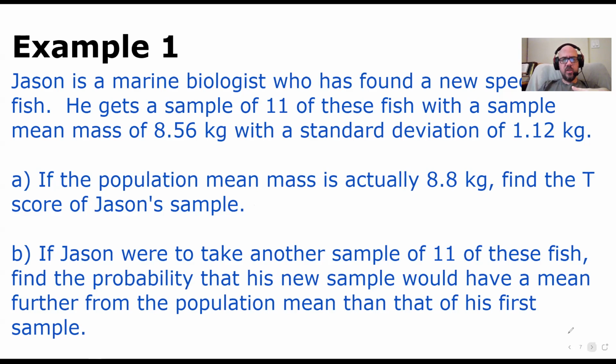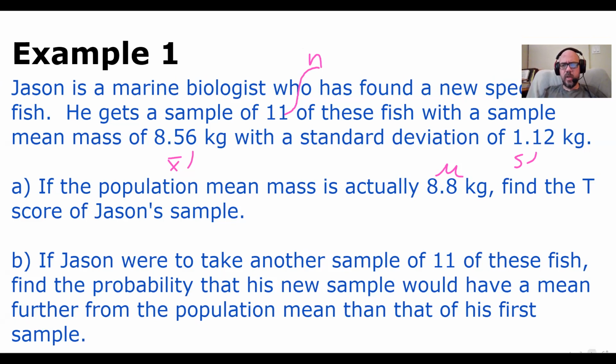So let me go to the next page. Let's write this all in paint. So 8.8 kilograms, this guy is mu. 8.56 kilograms, that's x bar because it's his sample mean. And then 1.12 kilograms, notice this is s, not sigma, because it is referring to the sample. So that's how we're going to do our calculations. And n was 11. Okay, so I've got all I need in order to find my t-score.